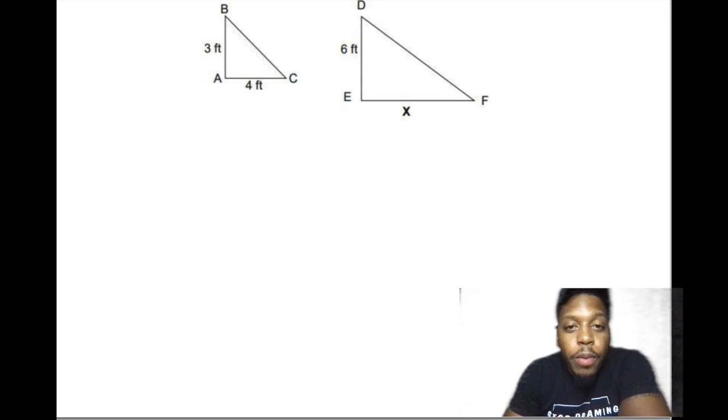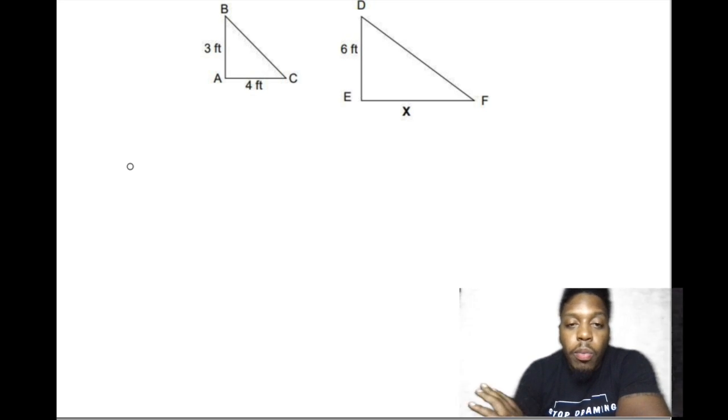Okay. So right now we're gonna do similar figures. All right. So similar figures, basically you have two shapes. Of course, they're the same shape and they're different sizes. So in this case, we have two triangles. All right. They're the same shape. They face the same direction, but they're different sizes.